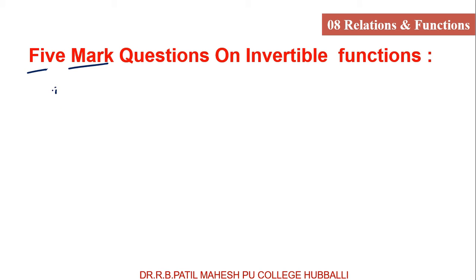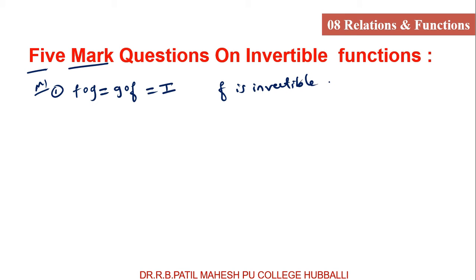The method number 1 is f composition g is equal to g composition f and it is equal to the identity function. Here f is an invertible function and g is the inverse of f. This is method number 1, and we denote the inverse of f as f inverse.